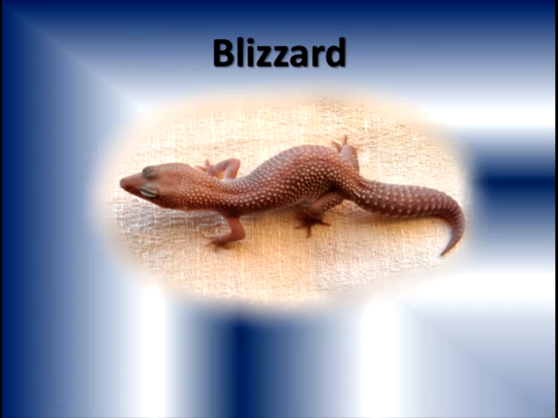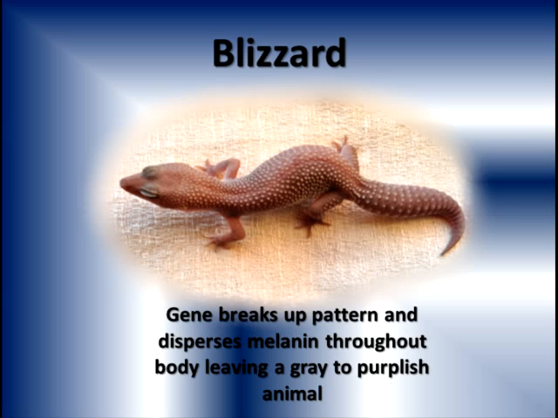Next one is the blizzard, which is, I think, the most common of the patternless traits I've seen. And this gene just breaks out the pattern and it disperses the melanin throughout the body. And it'll kind of give the gecko a smoky color. But with this guy, he's a super snow, so he kind of looks lavender. I've seen some lavender normal blizzards.